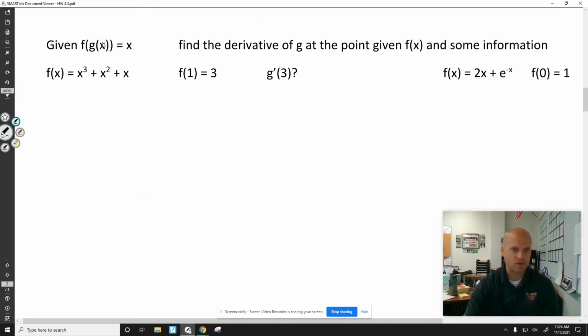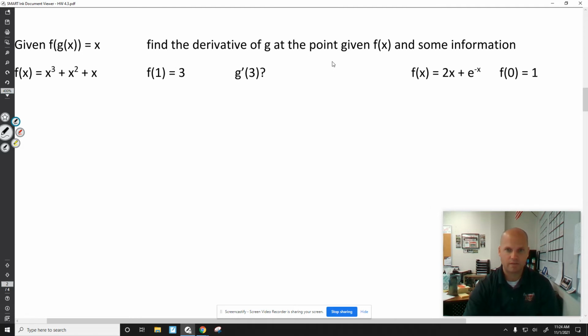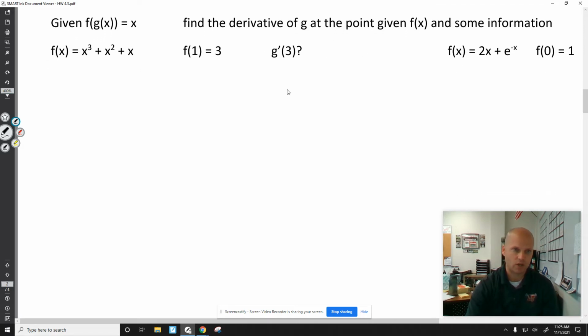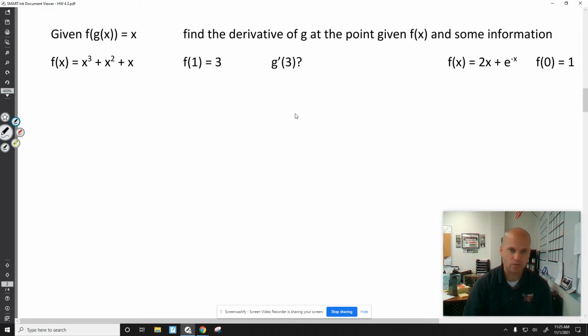All right, given f of g of x equals x, this is showing you that f and g are inverses. Find the derivative at the point given and some information. So they're hooking you up here. They're asking you what's g prime of 3, and then they give you a random point on f. They give you this random point to help you. Let me show you what I mean by that. You're trying to find g prime of 3, right? All right, so g's got the point 3, something. Well, that means I need to find when this function equals 3. When is its y-coordinate 3?